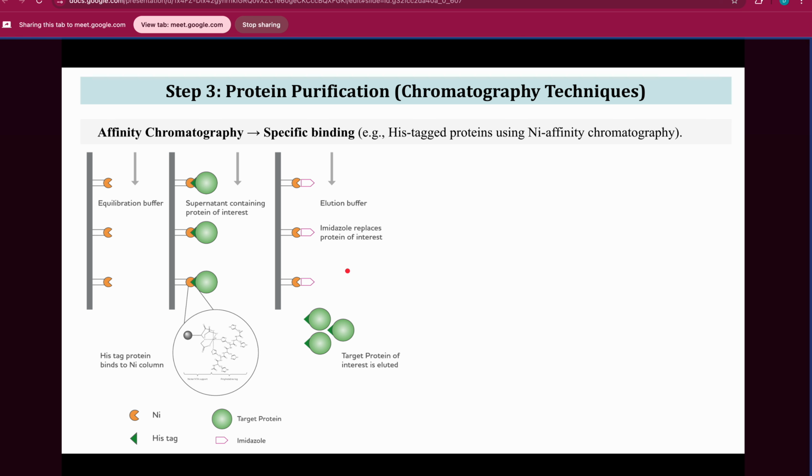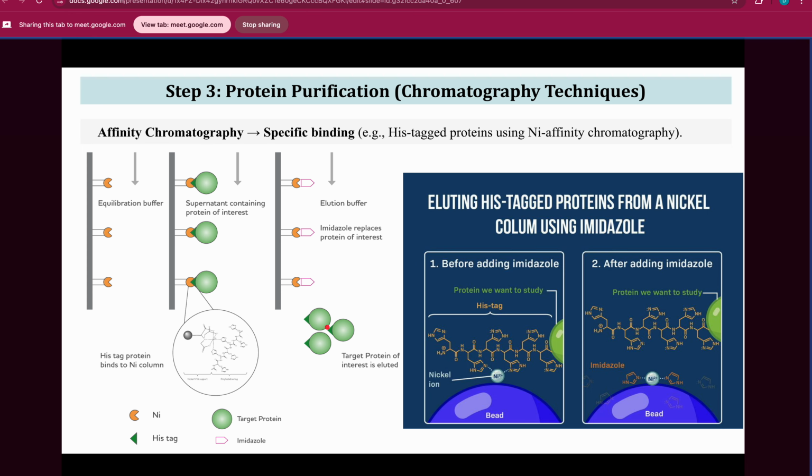Ultimately, in the end, you will provide the elution buffer along with imidazole. As soon as you provide imidazole, it will compete with the histidine for binding to nickel and will replace the histidine. So the proteins which were previously tagged with histidine will now move out, and imidazole will take their place. This is the representation of how it happens.